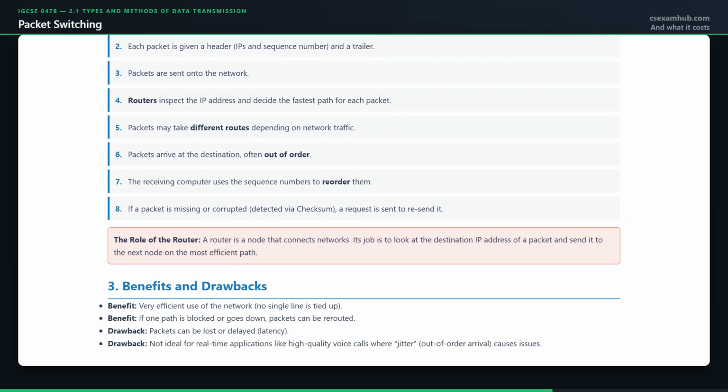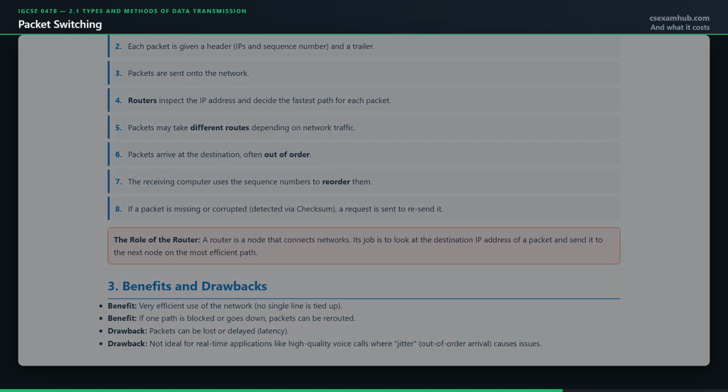The drawbacks follow from the same design. Packets arriving out of order have to be reordered before anything can be done with them, which takes time and memory at the receiving end. Packets can be lost entirely and have to be requested again. And every packet carries a header, which is overhead, data that is not your message but is needed to deliver it. So the total transmitted is always more than the file itself. That reordering delay is why packet switching is less suited to real-time applications like live video calls, where a late packet is worse than a missing one, and why those applications need extra protocols on top to cope.